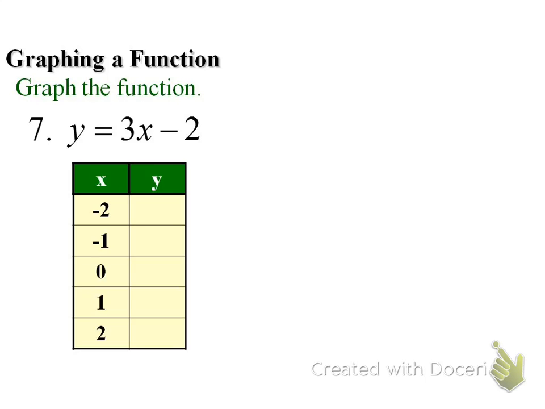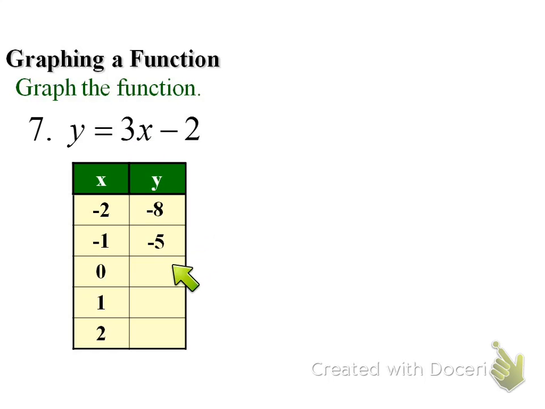All right, this one just has an extra step. We're going to do it the same way, though. So when we plug in negative 2 for our x value, we'd have negative 2 times 3, which is negative 6. And then you subtract 2 from it. What would you get? Negative 8. When you plug in negative 1, you'd have negative 1 times 3, which is? Minus 2. Negative 5. Good.